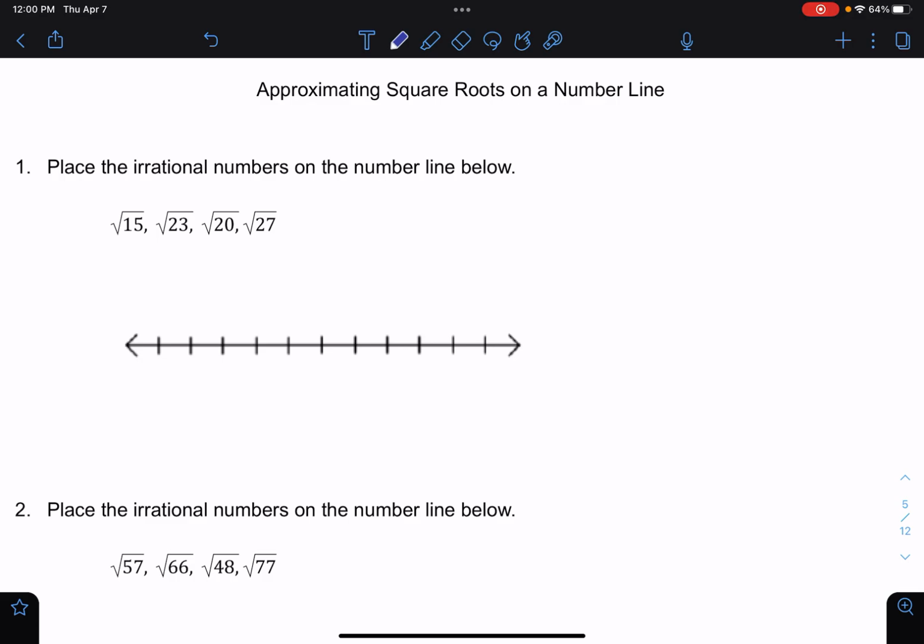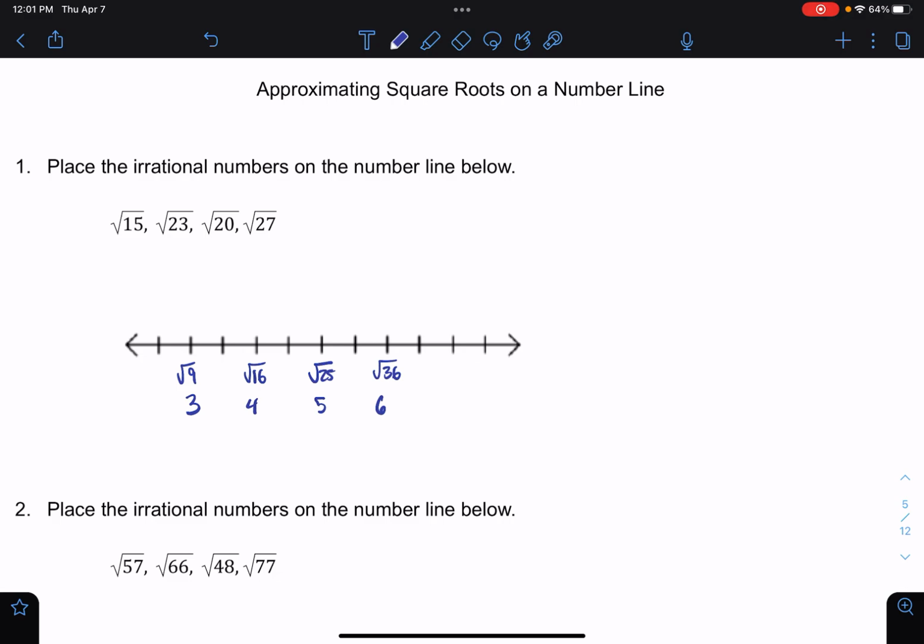So I'm going to do the square root of 9, which is 3. I'm going to skip 1. The square root of 16 is 4. Skip 1. The square root of 25 is 5. Skip 1. The square root of 36 is 6.